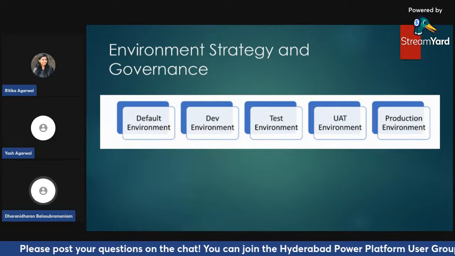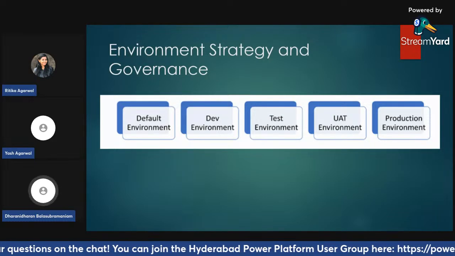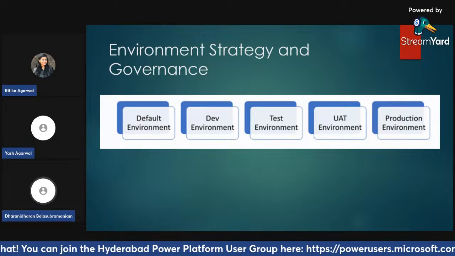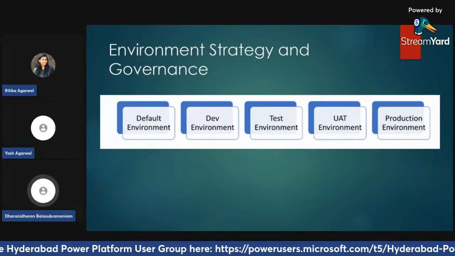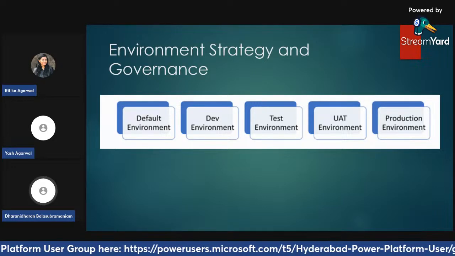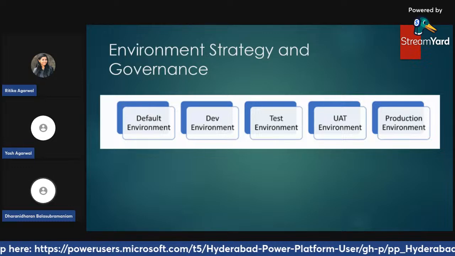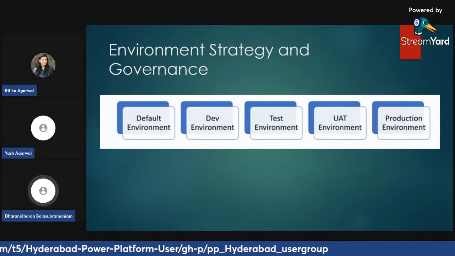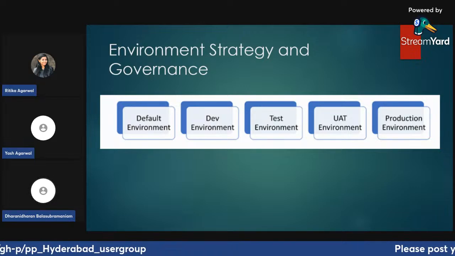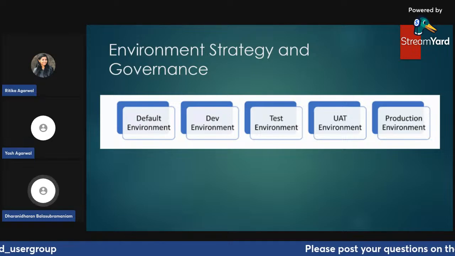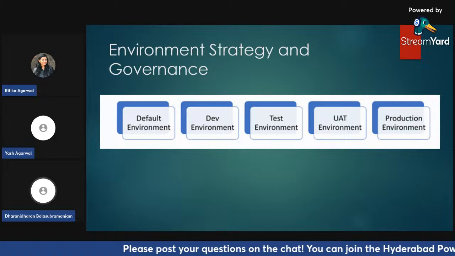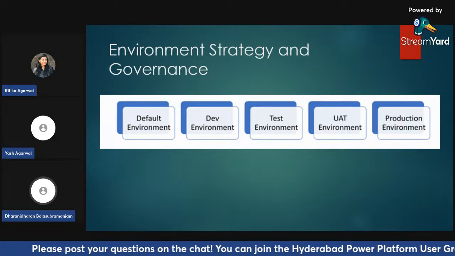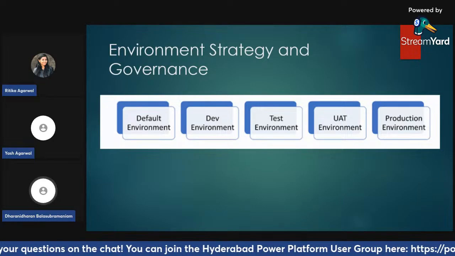Next, we do have the UAT environment. This environment allows the business owners or business users, like product champions or product owners, to test the user story against the acceptance criteria, to make sure the development team and the testing team have completed their development and testing as per the user story in Azure DevOps. Once the UAT is completed and the business owner gives the approval, next we do have the production environment. This is our live environment where the final solution is used by the end users.